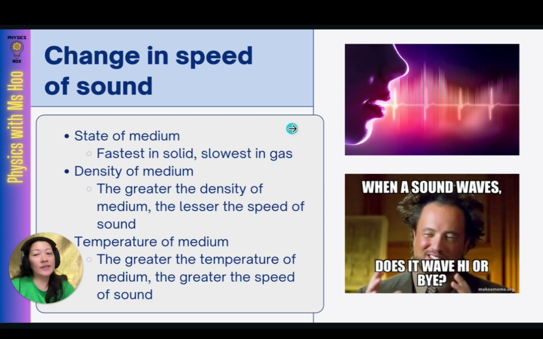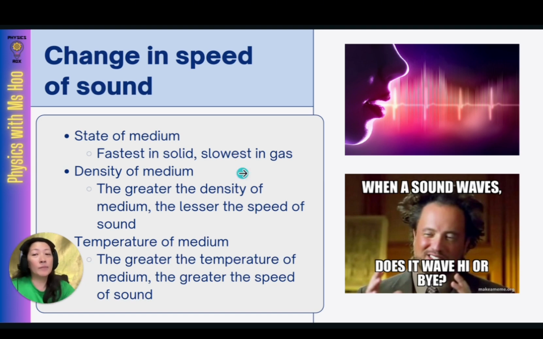One of the factors is the state of medium, meaning whether it's solid, liquid, or gas. Sound travels the fastest in solid, followed by liquid, and it's the slowest in gas. Remember that this is because solid particles are closest to one another compared to gas particles. So when the particles are closer to one another, the transfer of energy happens more quickly compared to particles that are further apart.